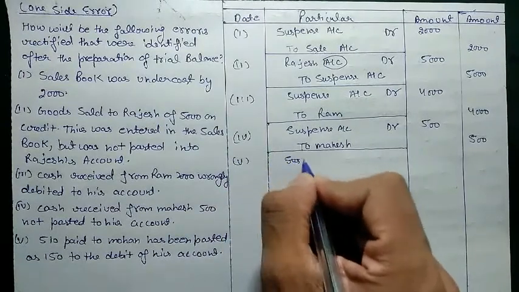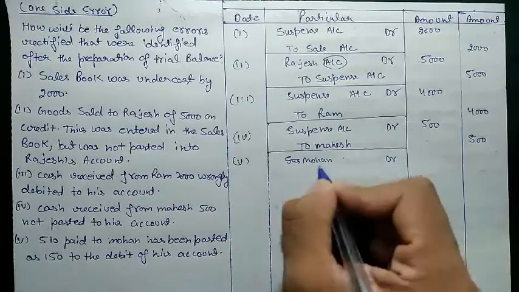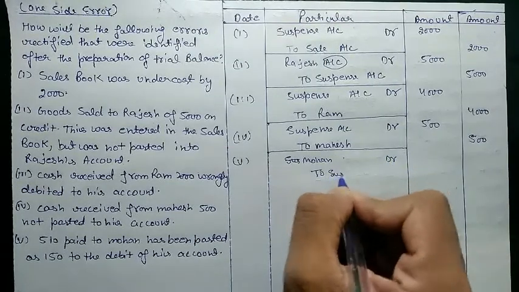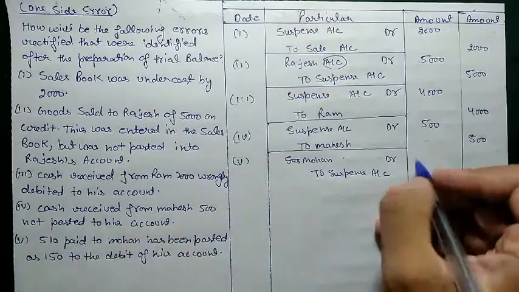Suspend Mohan, debit to suspense account by 360.